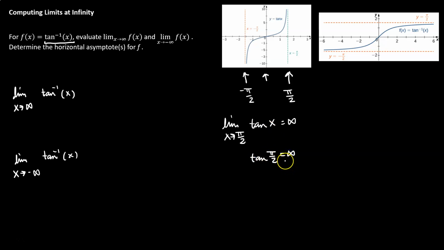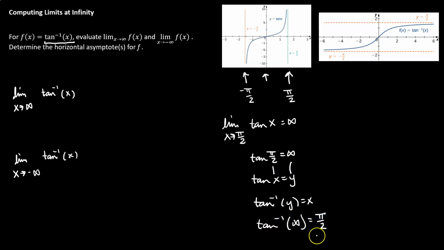And if we wanted to do the inverse, that's where you get to swap x and y, so tangent x is equal to y, the inverse would say tangent inverse of y is equal to x. Well, if we swapped x at π/2 with y at infinity, that would look like tangent inverse of infinity is equal to π/2. So it's basically just swapping those around.